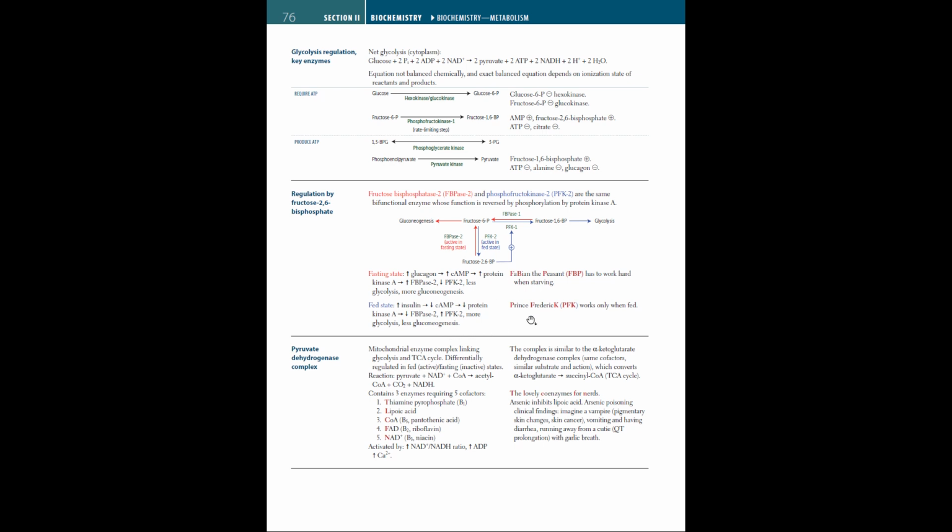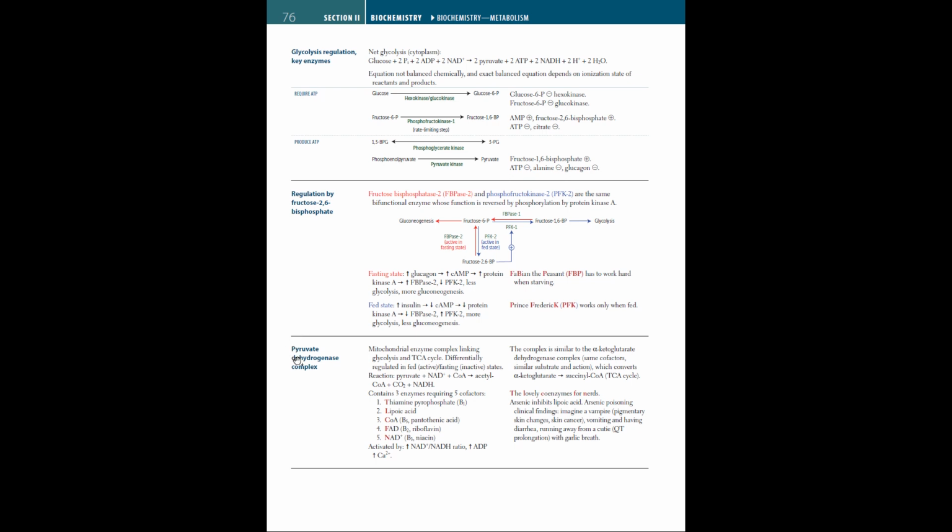So to remember each enzyme, FBP, which is fructose bisphosphatase, is Fabian the peasant, and he has to work hard when starving, so in the fasting state. And PFK2, phosphofructokinase 2, is Prince Frederick, who works only when fed. So PFK2 is only activated in the fed state.